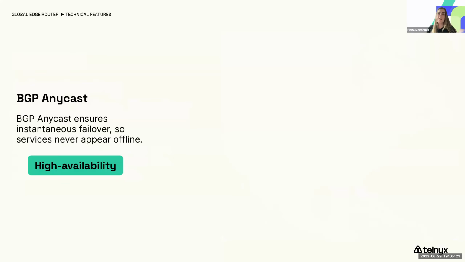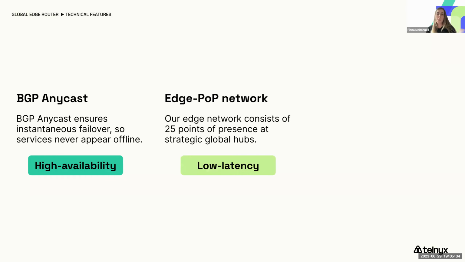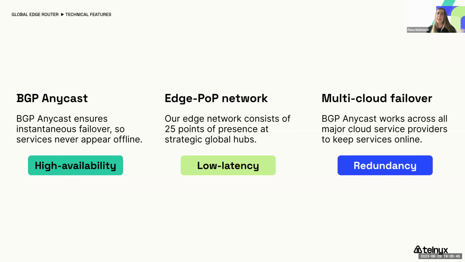Now we'll take a look at some of the technical features of the product. It uses BGP Anycast to ensure that instantaneous failover, so services don't appear offline. That's giving you the high availability of service. Our EdgePop network, as I mentioned, consists of 25 points of presence around the world to ensure low latency service delivery close to the end users, no matter where they are based. And then we also built Global Edge Router with multi-cloud failover for redundancy and reliability. Here we have BGP Anycast working across all major cloud providers to keep those services online, and importantly, without manual intervention required.